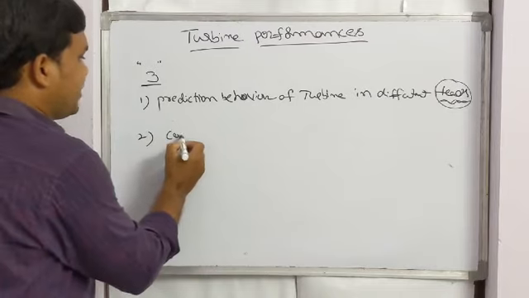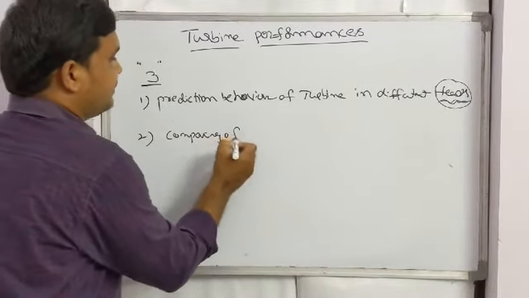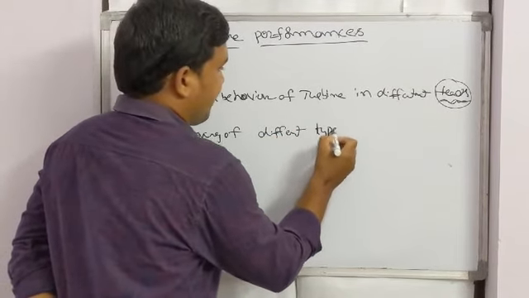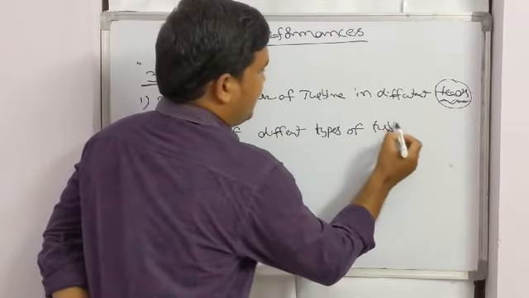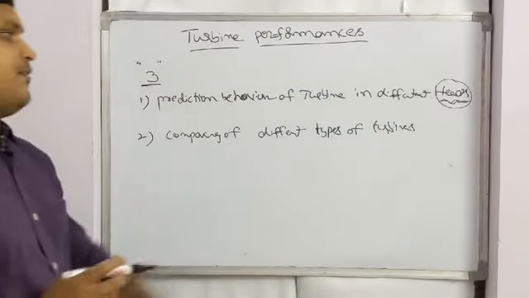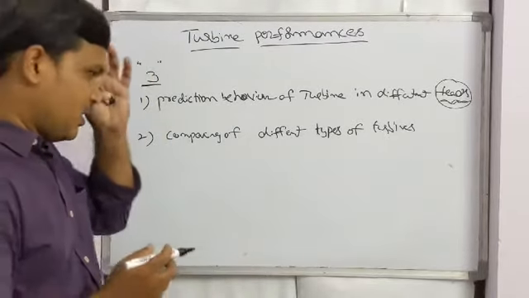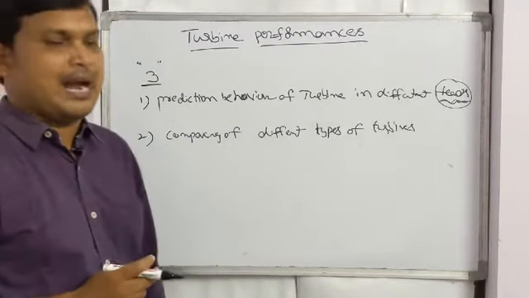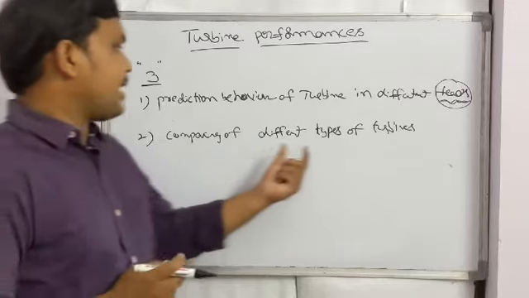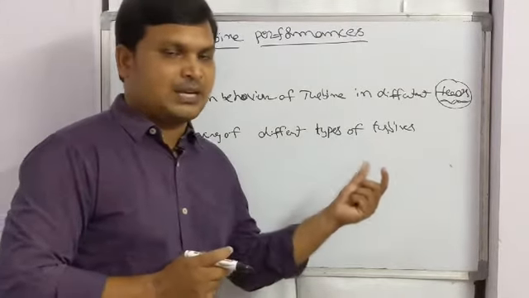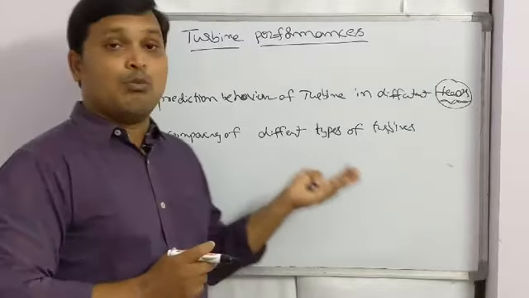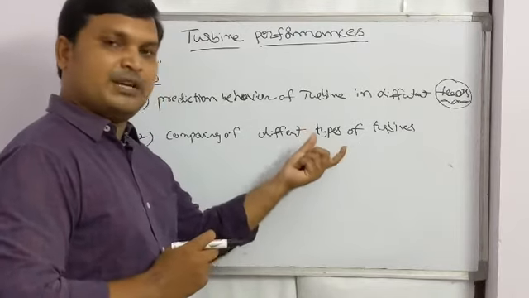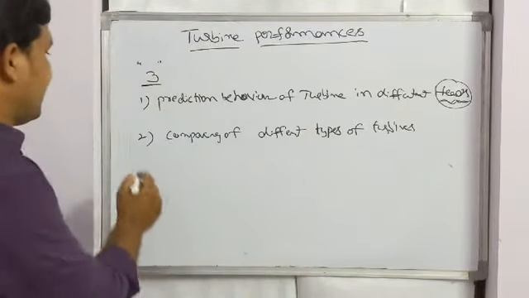And the second one is comparing different types of turbines. We have three different types of turbines. Till now we have done many problems on the Pelton wheel, the radial flow reaction turbine and the axial flow reaction turbine. We may compare which turbine gives more efficiency and which turbine gives more specific speed. So we compare the Francis, the Pelton and the Kaplan.